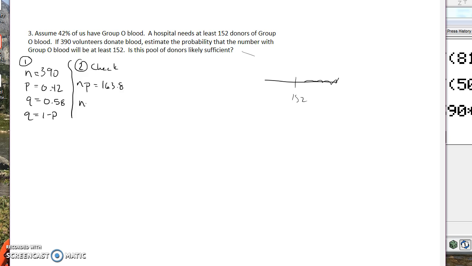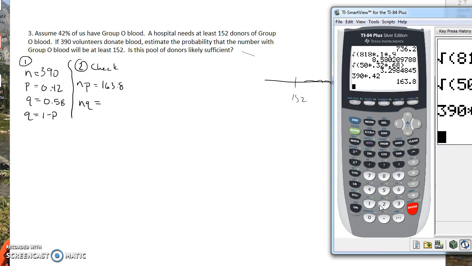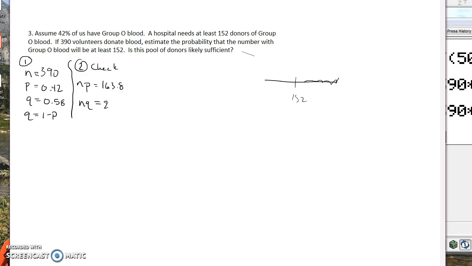All right, and now we need to also check to make sure n times q is larger than 5. So that would be 390 times 0.58, which is 226.2. These are both bigger than 5, so we can go on to the next step, which is find the mean and standard deviation, which is where I kind of started with this.